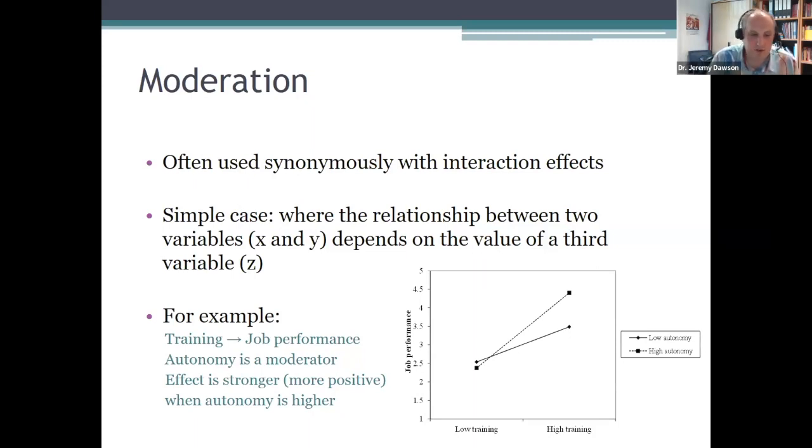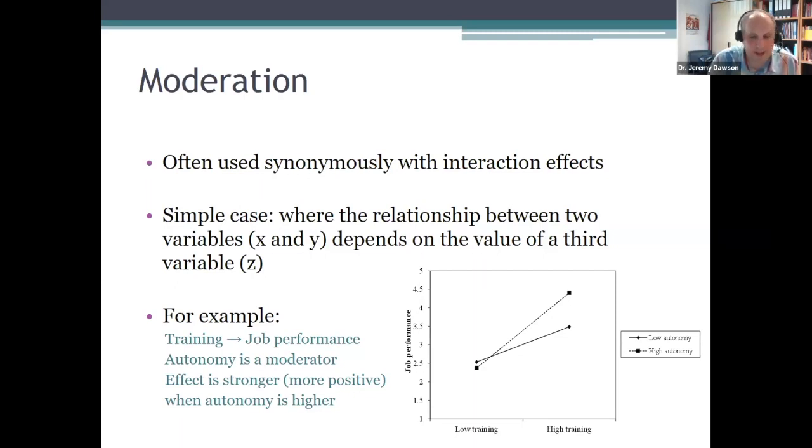this is looking at the relationship between training as the predictor or x variable and job performance as the dependent or y variable. And what this plot shows is a fairly typical plot depicting a two-way interaction effect. It shows that for people who have a low level of autonomy, so that's a solid line, you've got a positive but not especially steep relationship. Whereas for people with high levels of autonomy, there is a stronger, more steep relationship. So it suggests that autonomy allows the relationship between training and job performance to become stronger.